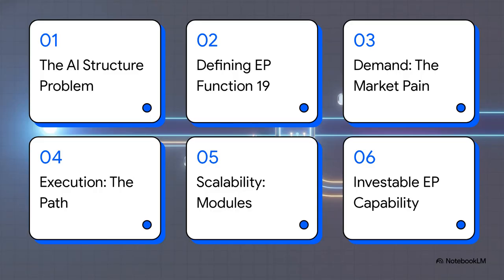Here's a quick look at our roadmap for today. We'll start with the AI structure problem, define EP function 19, and then look at the demand, the actual market pain. After that, we'll cover execution via the controlled path, scalability through repeatable enterprise modules, and finally, we'll wrap up with the investable EP capability itself.